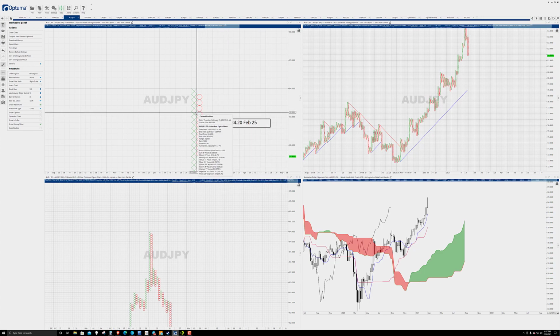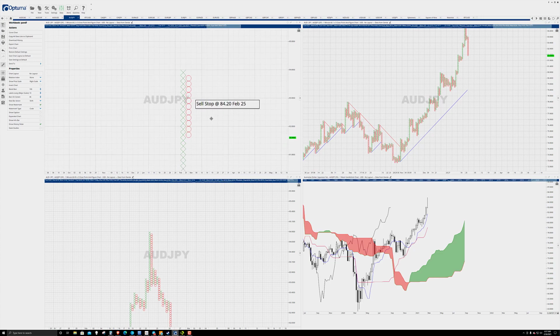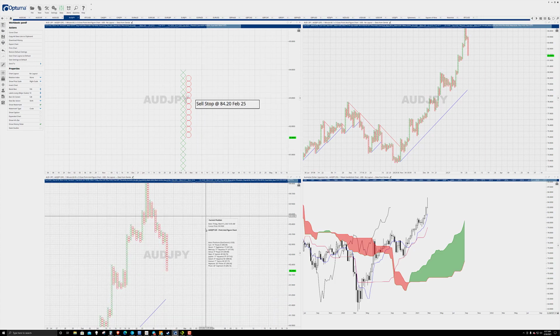Pretty much the same story here with the Aussie yen. We have a 220 pip move so far, and that's 160 pips of profit so far on the Aussie yen. I think it is a little bit of a bounce going on. Let me just take a look. Yeah, just a small bounce going on as we're transitioning into the new hour.